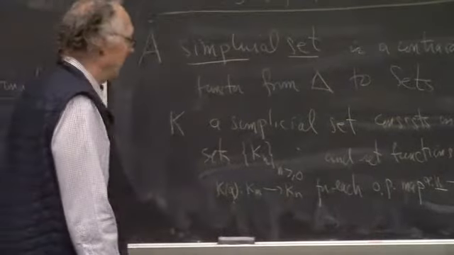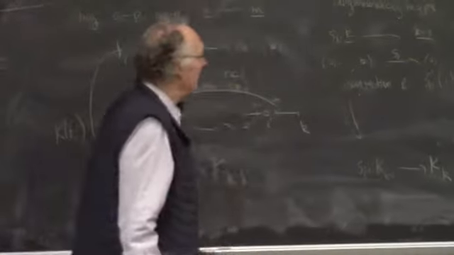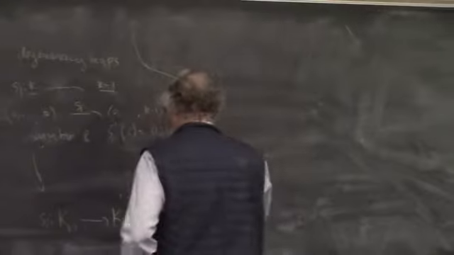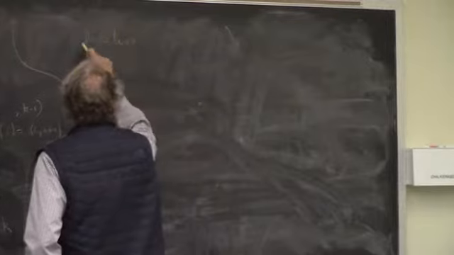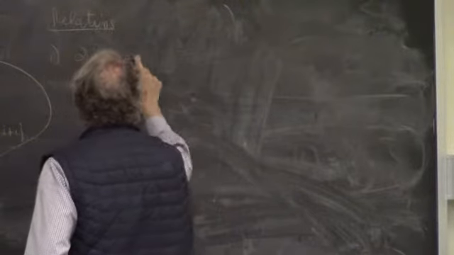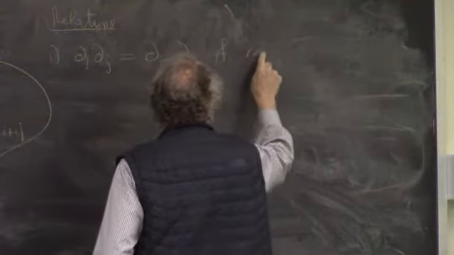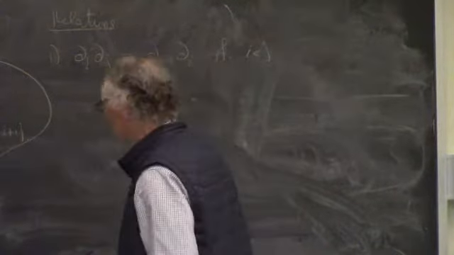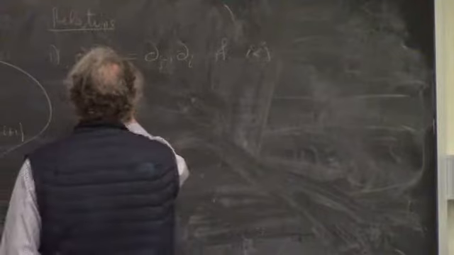Now, there are the basic relations. These maps have to satisfy a relationship or relations. So the relations are, the first one is boundary I, boundary J, is boundary J minus 1, boundary I, if I is less than J. Okay, I'll talk about this one for a minute, and then I'll just put the others up, and they're very similar relationships. I won't go through the details of the others. But let me talk about this one.